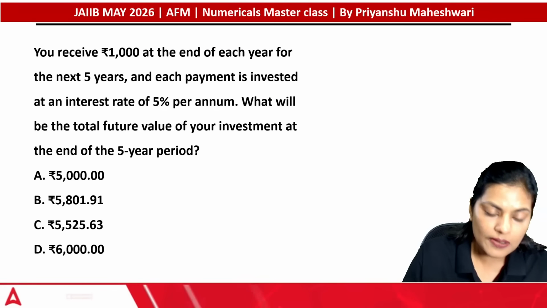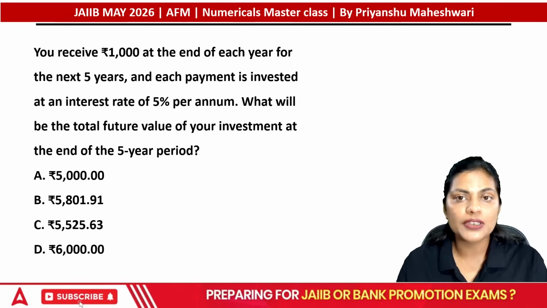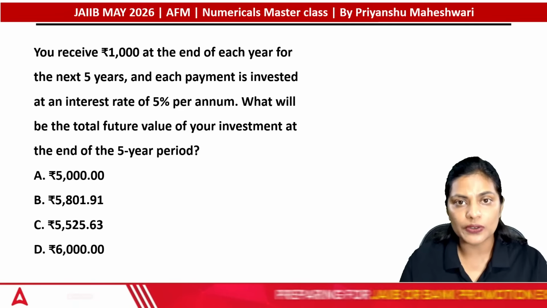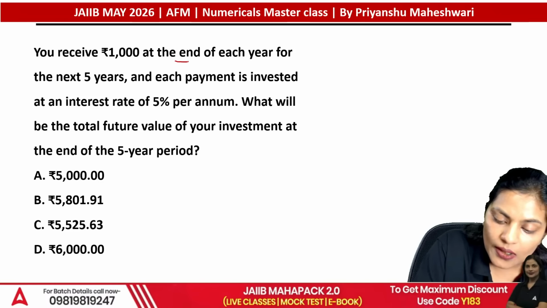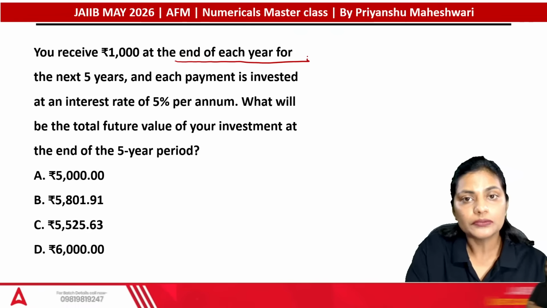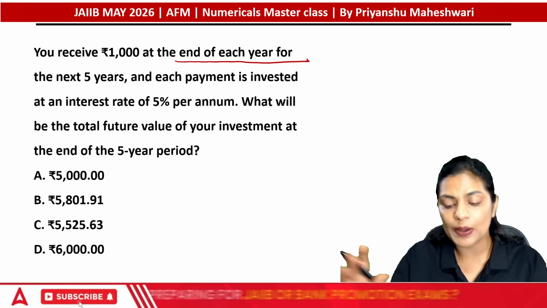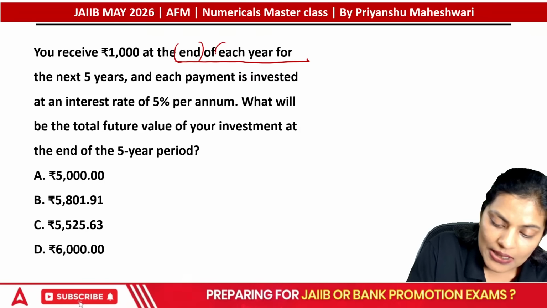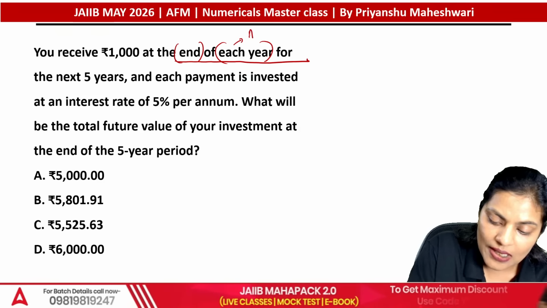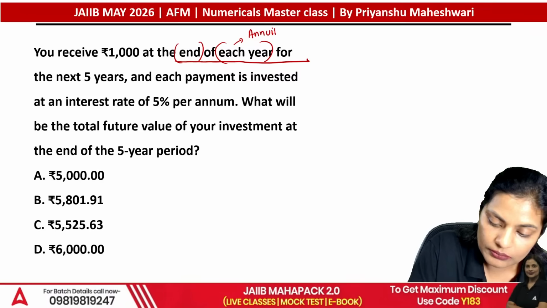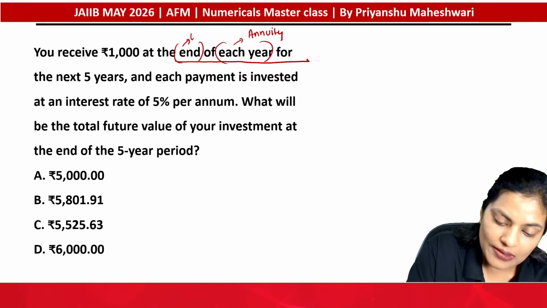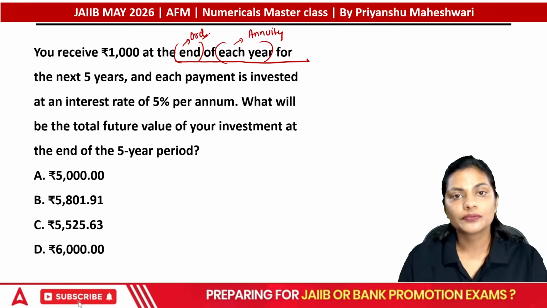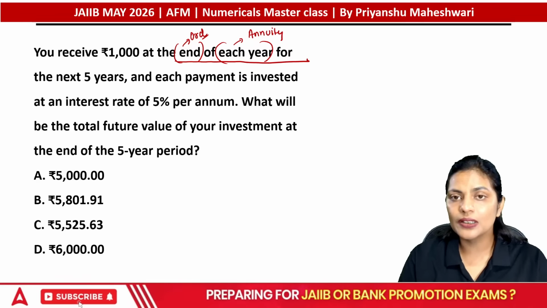Now, let's see this. You will receive 1,000 at the end of each year for the next 5 years. Now, can you see the difference? At the end of each year, for the next 5 years, you will keep getting this amount. Each year says it is annuity, and at the end says it is ordinary annuity. Correct?